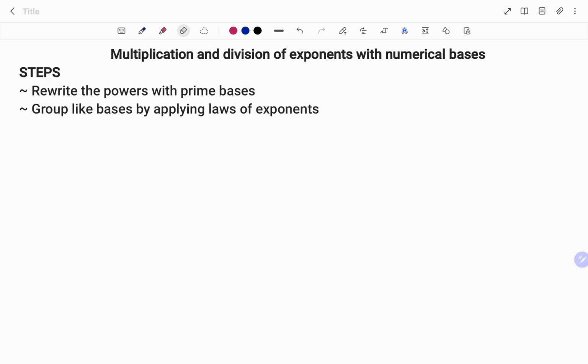When multiplying and dividing exponents with like bases, the steps to take are: 1. Rewrite the powers with prime bases, and 2. Group like bases by applying laws of exponents. You can check out my video for a recap on laws of exponents. Let's look at the following examples.